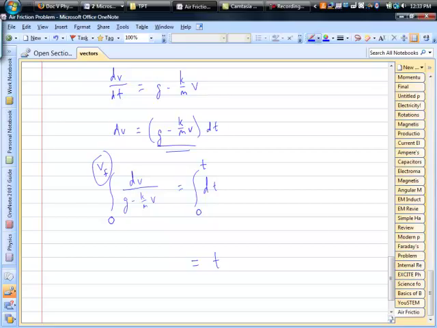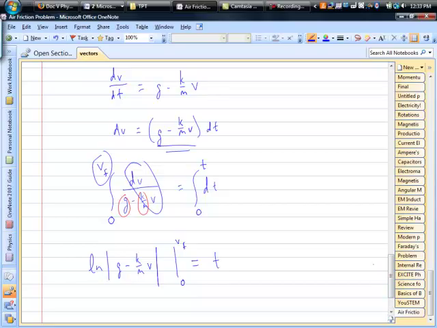Fortunately, we have a bunch of constants. Gravity's constant, k and m are constants. That's not going to screw up the math on us, and effectively we've got dv over v. So we've got a natural log on the left-hand side. We've got a natural log of that entire denominator. We're going to have to evaluate this from when your velocity is 0 to the final speed.